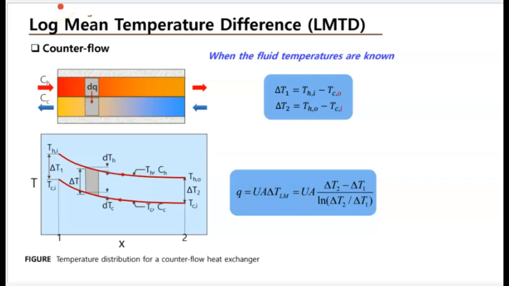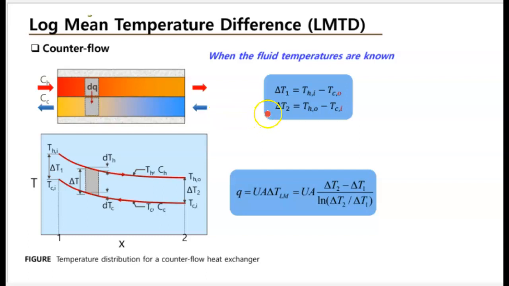Now again, LMTD for the counterflow. If we have a counterflow heat exchanger, where the direction of the flow of the hot liquid and the cold liquid are opposite. So in this case, the hot liquid is going that way and the cold liquid is going that way.